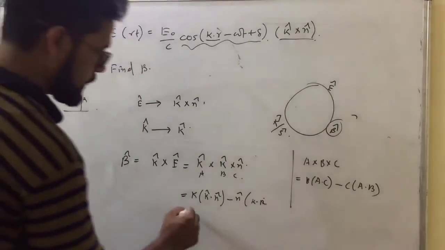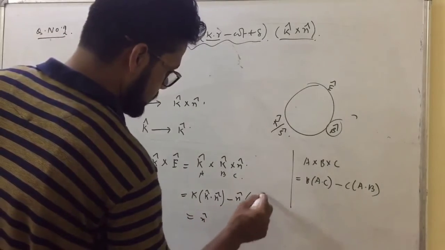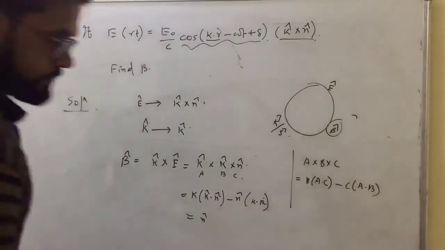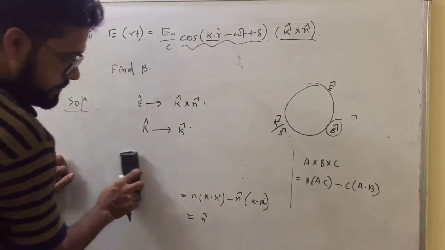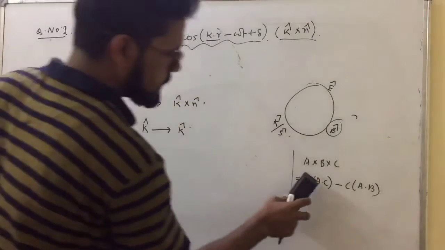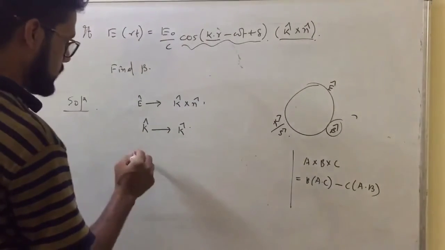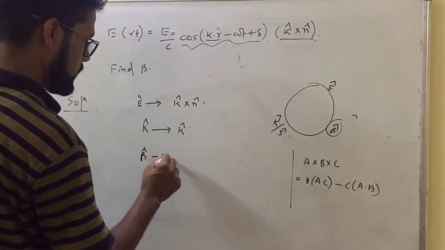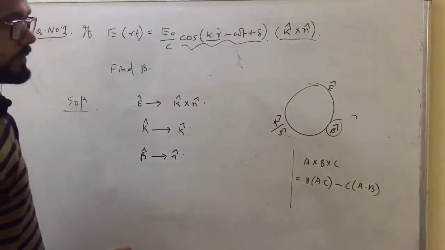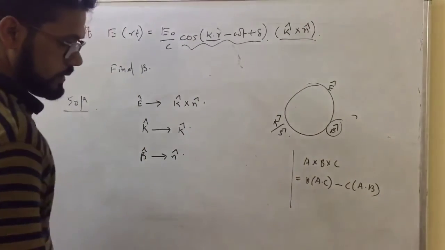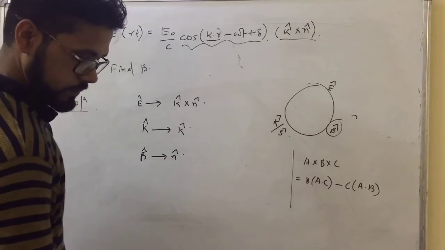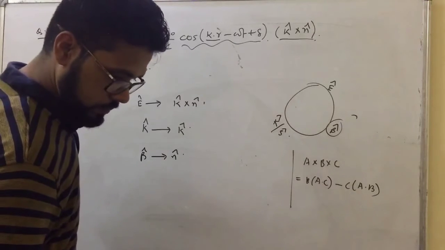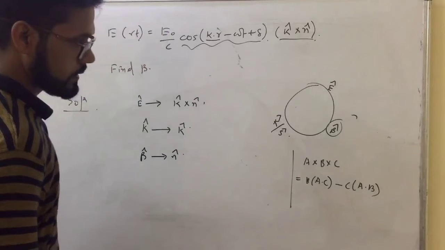Finally you will get n cap. This is a vector triple product. You see the focus: for the magnetic field vector, I will get the n cap. A cross B equal to A dot C, I have already given that formula. And another numerical problem, B dot A dot C.